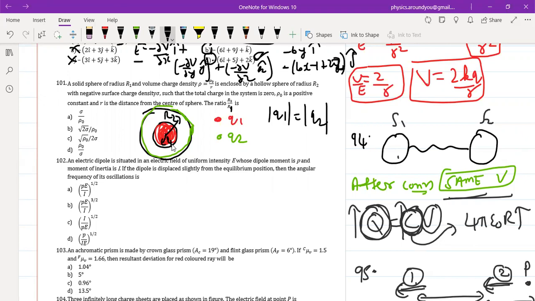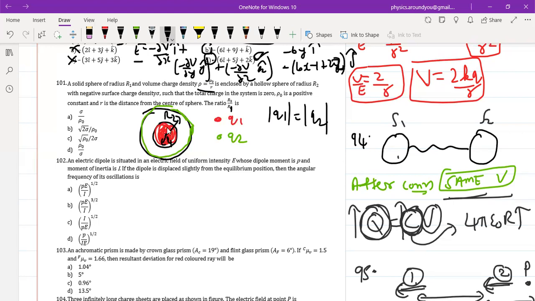Well, that is something which we have to see now. Okay, so what is Q1? They have told that both of them cancel because total charge on the system is zero. I know charge on the inner one should be equal to charge on the outer one. How do I get charge on the inner one? It is variable charge density.